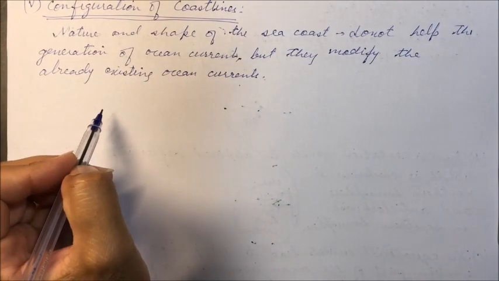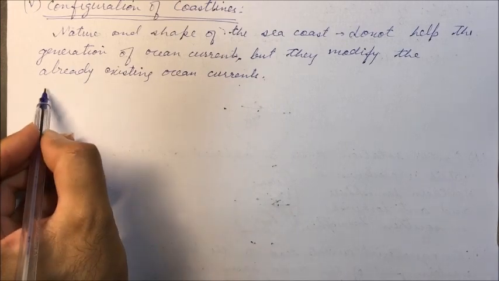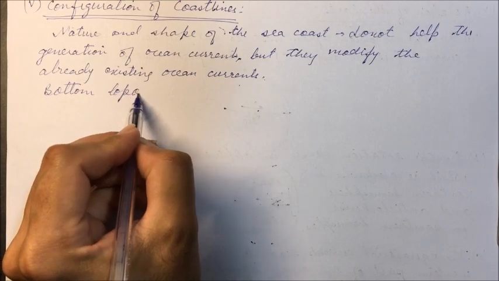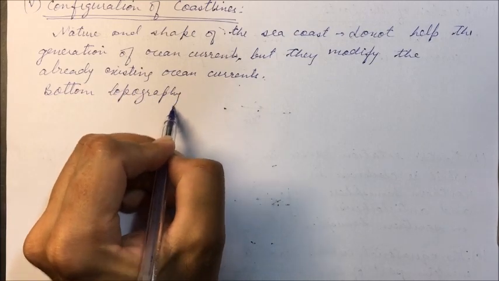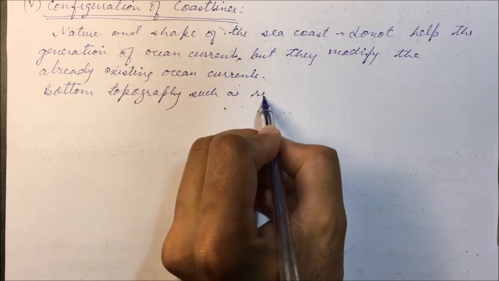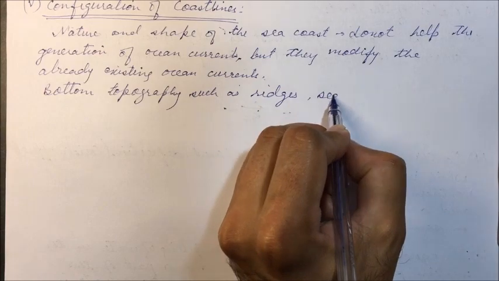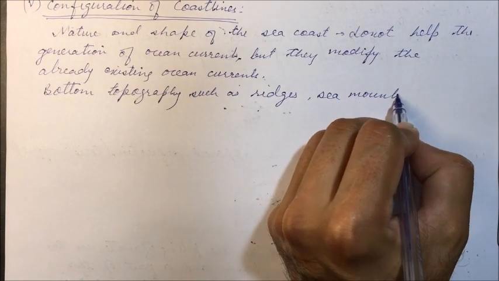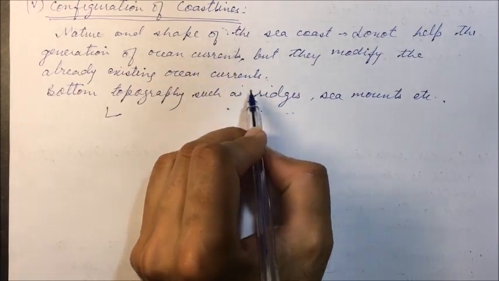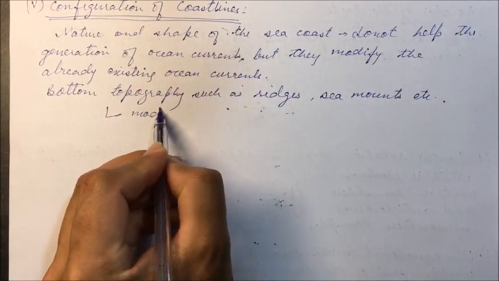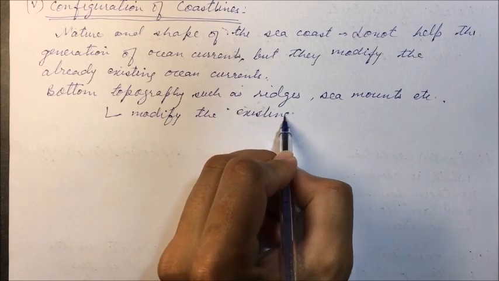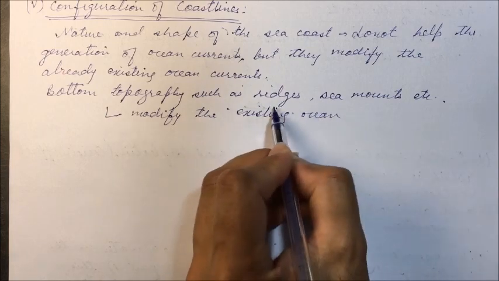Here bottom topography as well influences them, such as ridges or sea mounts, etc. They as well modify the already existing ocean currents.